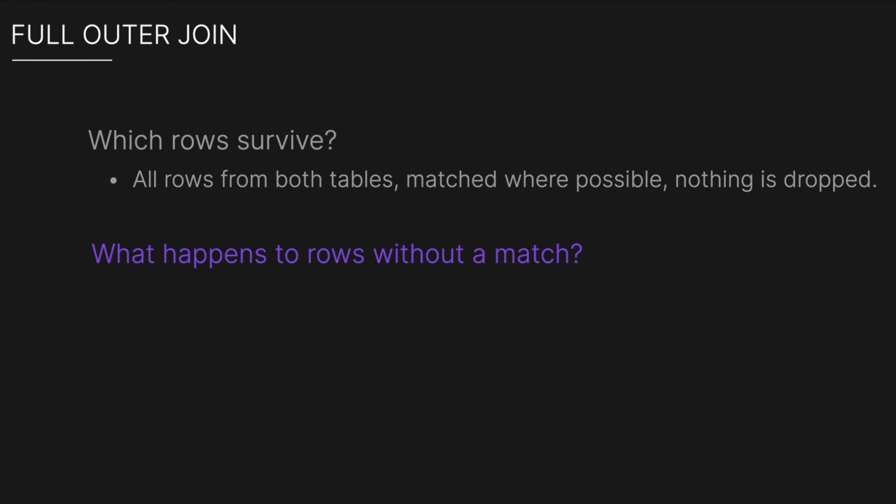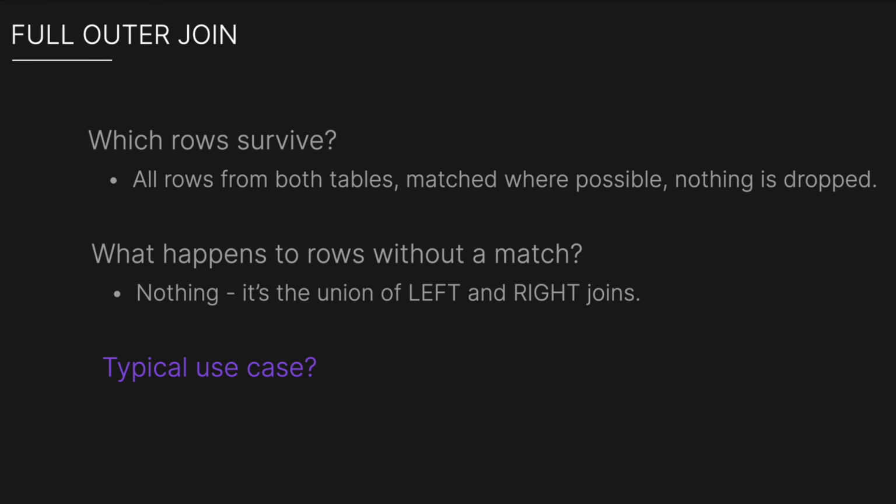And so what happens to rows without a match? Nothing. It's the union of left and right joins. Typical use cases include before and after compare, so if we're merging two snapshots and want to flag added or removed rows, as well as synchronization scripts, so potentially detecting items present in one system but not another.